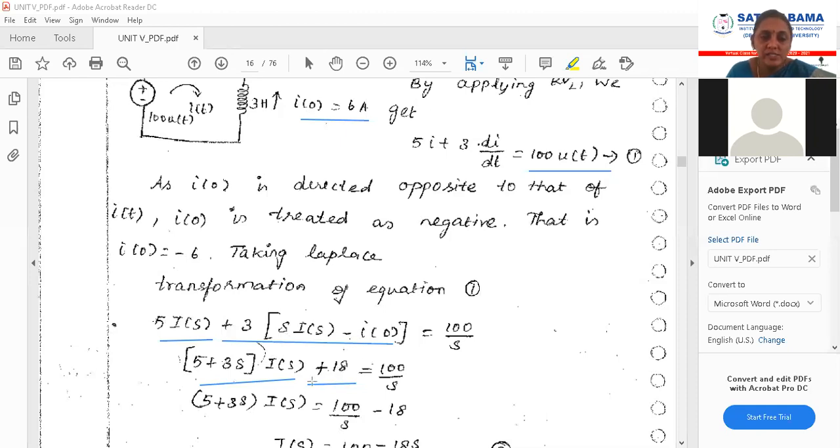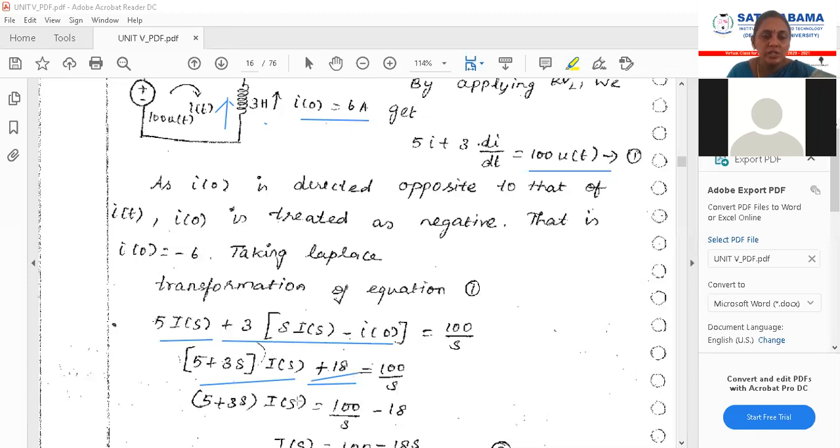Now this is going to be minus 18. Here you have a negative sign. Now check the direction of the current given here. The inductor current is opposite, but what is the circuit current? It is traveling in the other direction. So you have it as minus 18, and you put it as plus 18. Minus into minus will become plus 18 is equal to 100 by S.